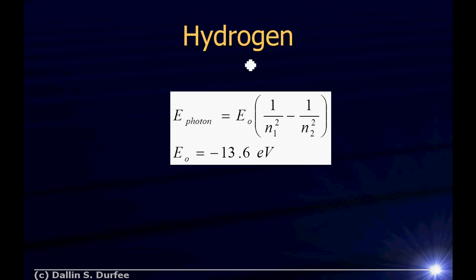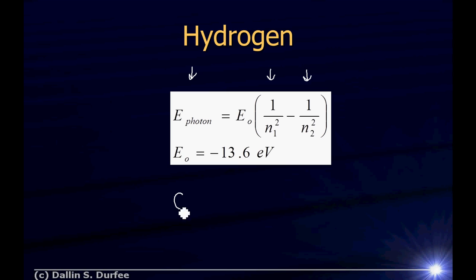Well, the energy of the photon of light is just the difference in the energies of these two orbits, right? So I start in state n1, and you drop down to some lower state, n2. You subtract these two energies, and you find the energy of your photon.